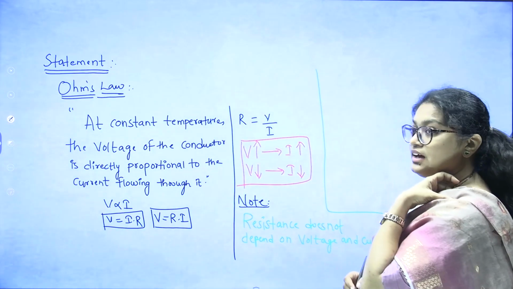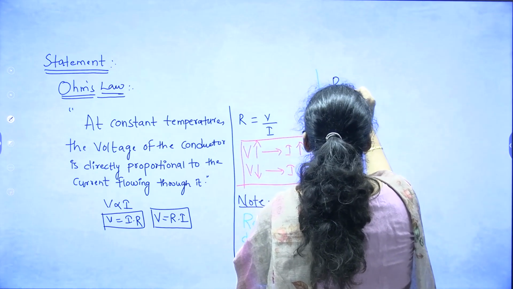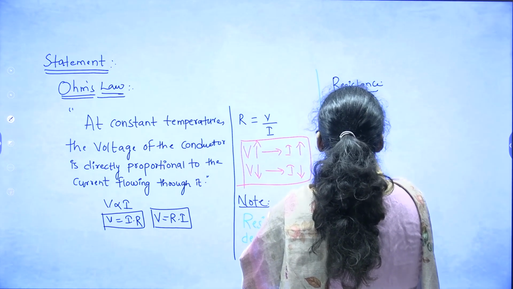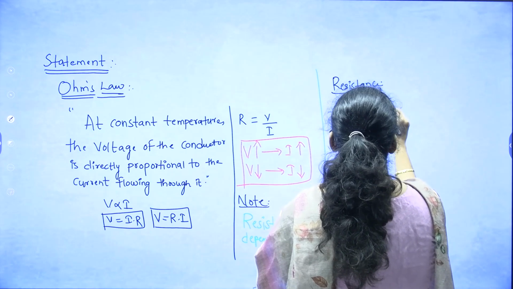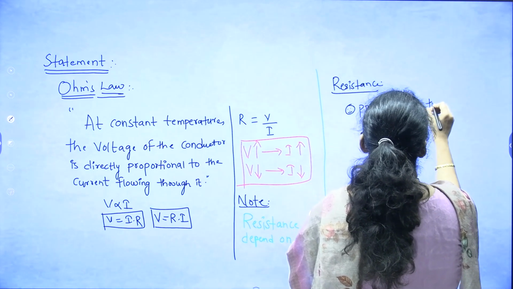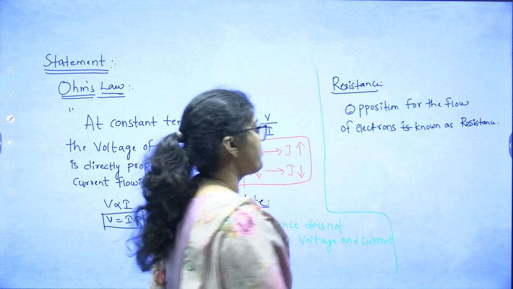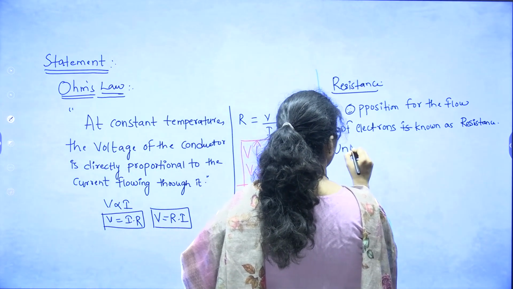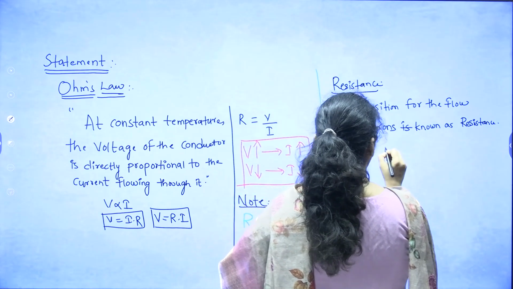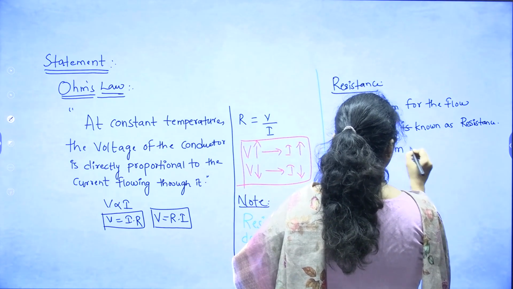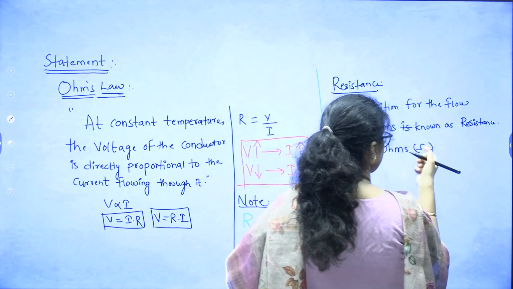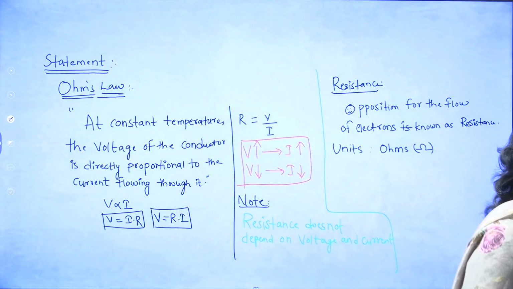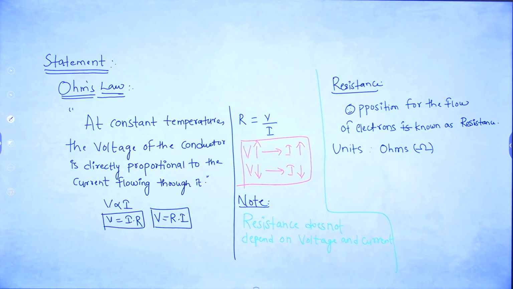Next, we'll write the definition for the resistance. Resistance means, I'll write a simple definition: opposition for the flow of electrons is known as resistance. What are the units? Ohms. So it is denoted by the letter R, see the symbol. Next, the unit of resistance is ohm. Clear? Next.